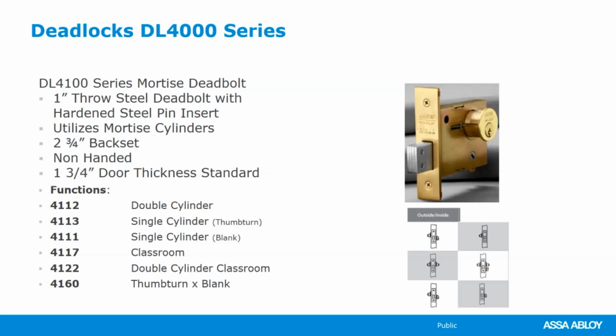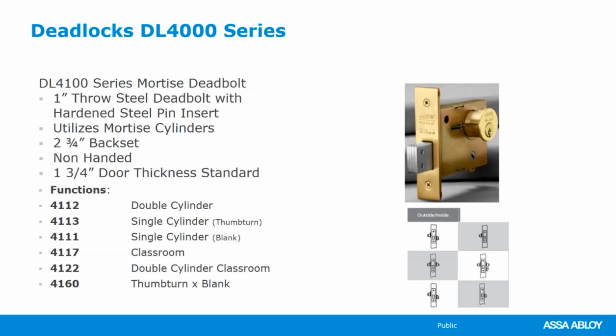The same basic functions. The 12 is our double cylinder. Our 13 is our single cylinder with thumb turn. Our 11 is our single cylinder with blank. Our 17 is our standard classroom. Our 60 is our thumb turn by blank.